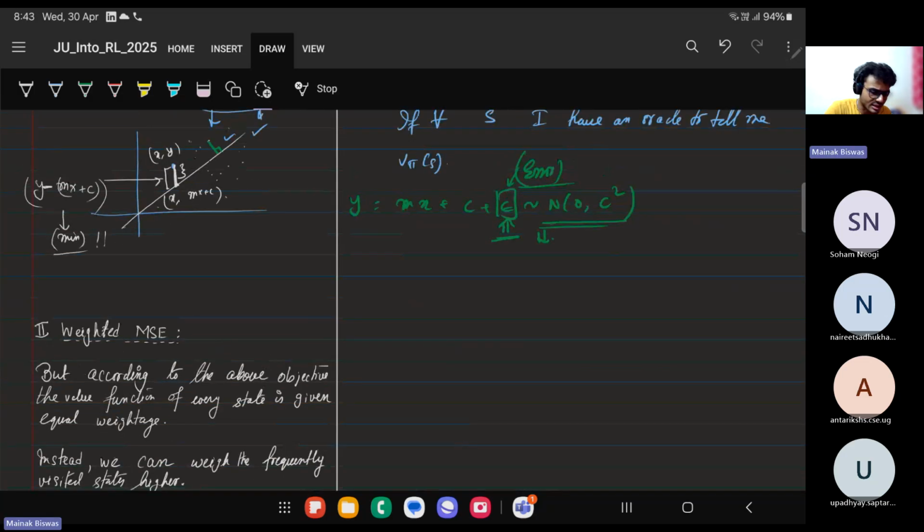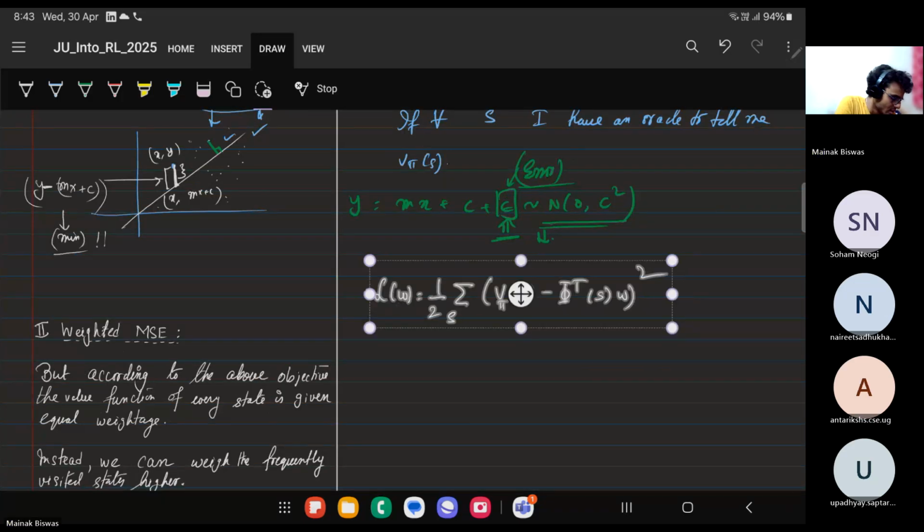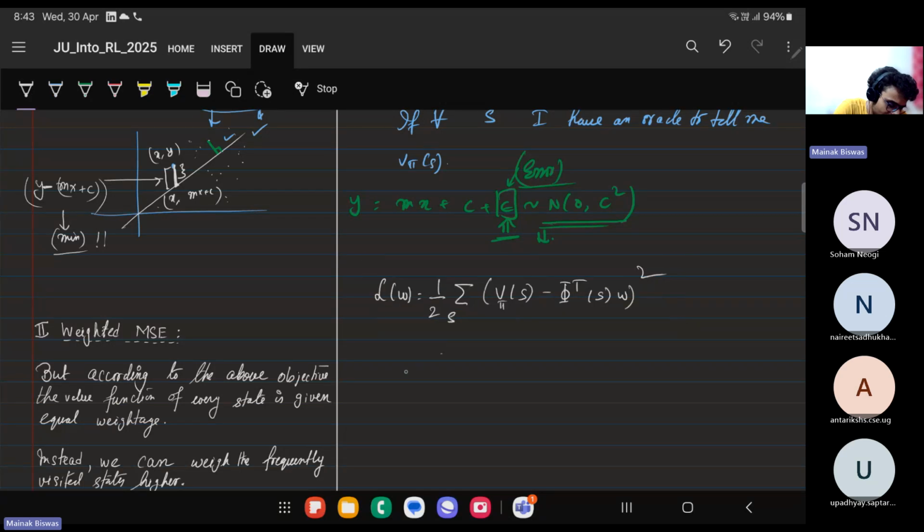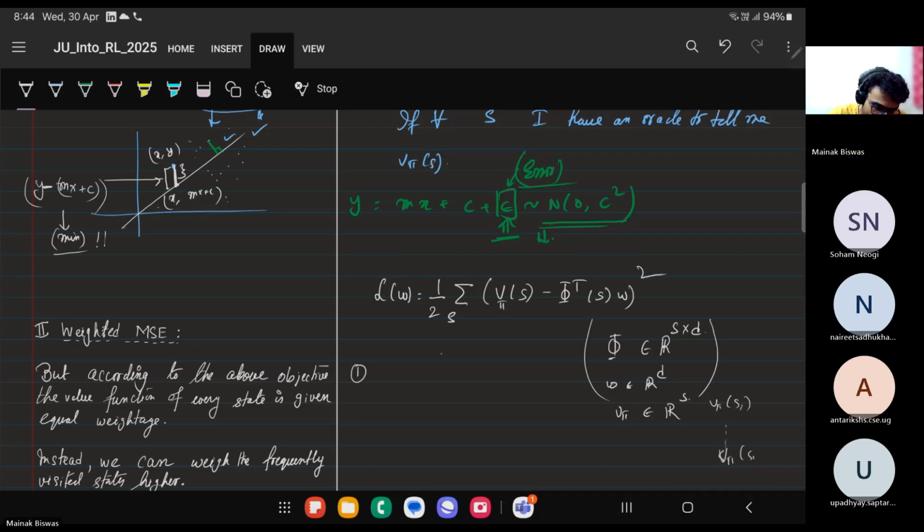So what I'll try to do is minimize this error. How do I do that? By simple calculus. But before that, let us write it in terms of the matrix equation. So phi is the n cross d matrix, and your W is a vector in R^d. And your V pi is an R^n vector. For every state, you have a value function, V pi of S1, S2, up to Sn.